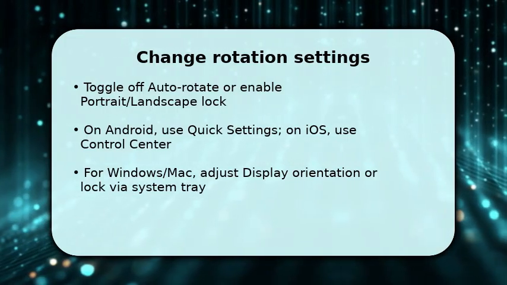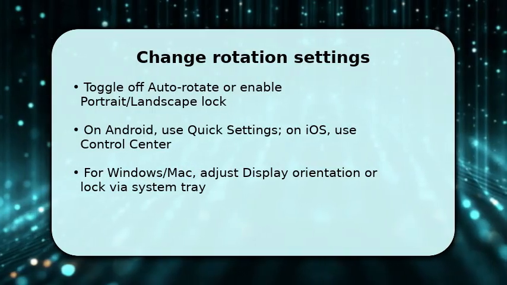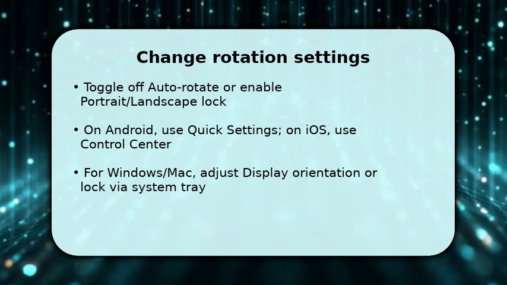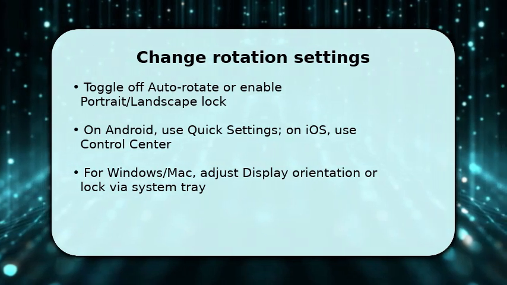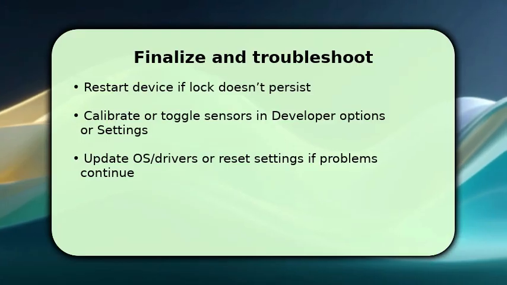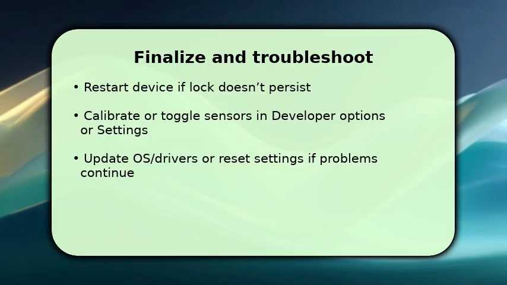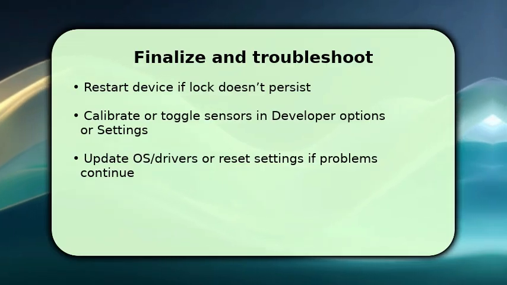If an app forces rotation, check its internal settings and disable in-app rotation options as well. You complete the process by confirming the lock persists across apps and after sleep. Restart the device if the orientation reverts, and make sure any third-party launcher or app isn't overriding system settings.